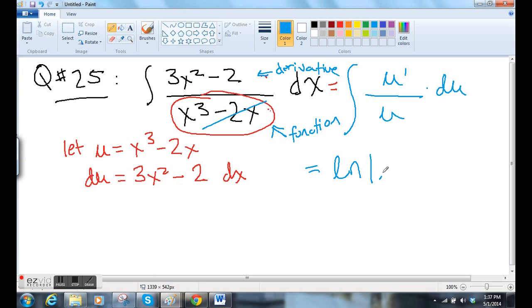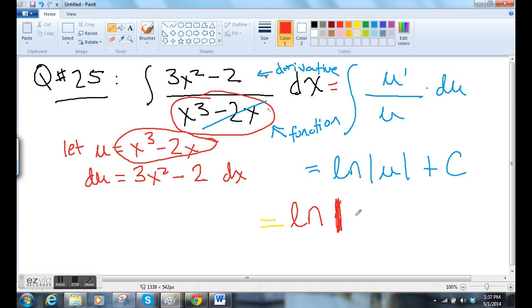Natural log of u plus a constant. You're not done yet. You substitute back. So your final answer, it's hard to read the yellow on the white. Natural log, you substitute this back in for u of absolute value, x cubed minus 2x plus a constant.